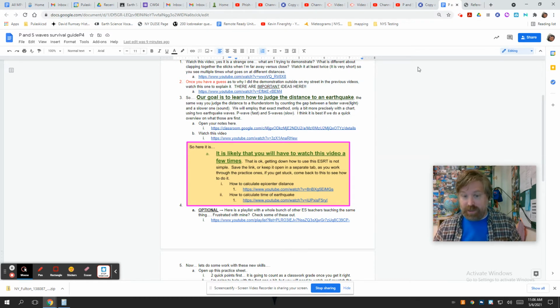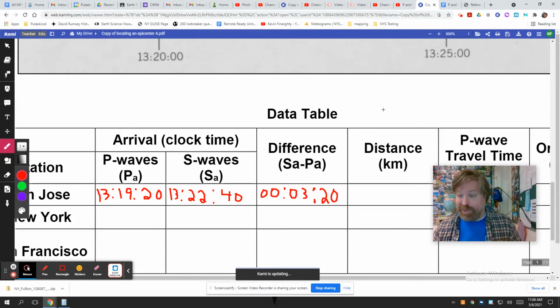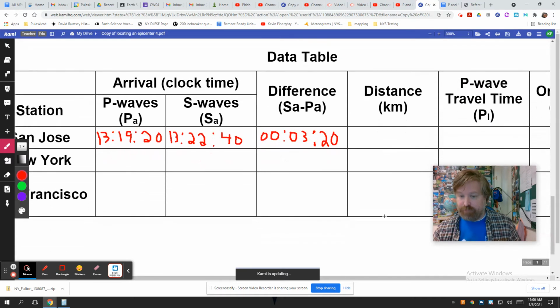So if you're stuck on the next step, how to calculate epicenter distance, please go back to the survival guide and check that first video in the box. It's going to take you through it. I think that's better than me trying to just do it all over again. All right. That's going to give you your distance. All right. I think I will figure them out too, just so that we know what's going on.